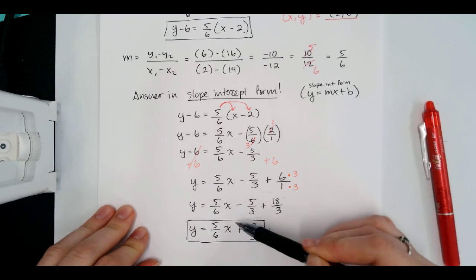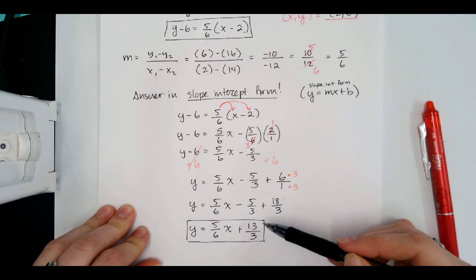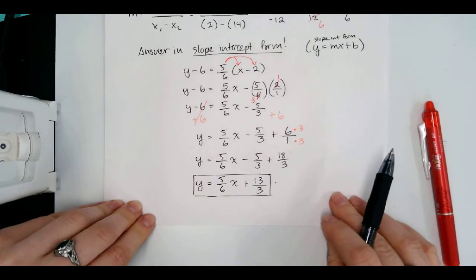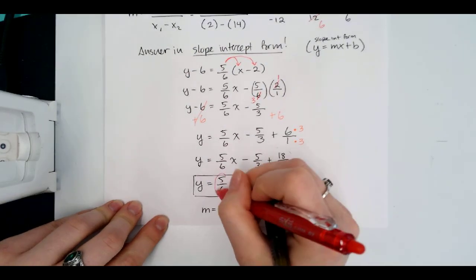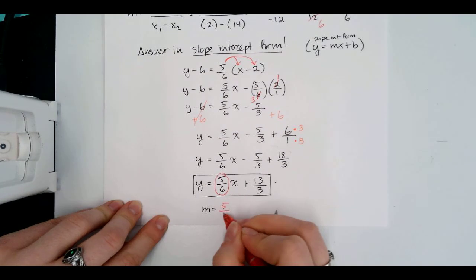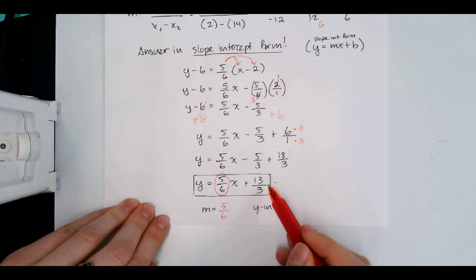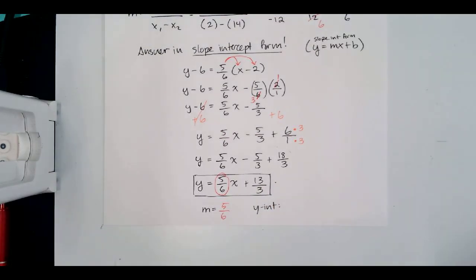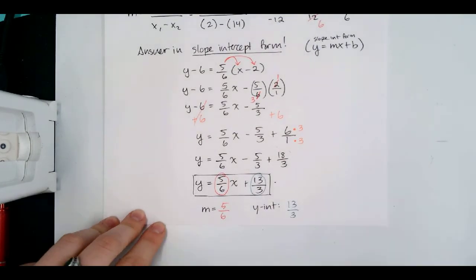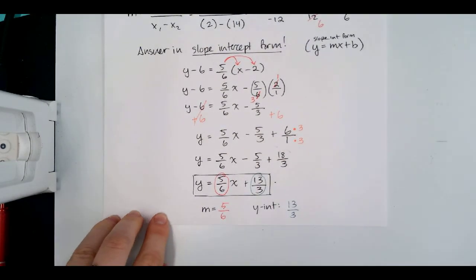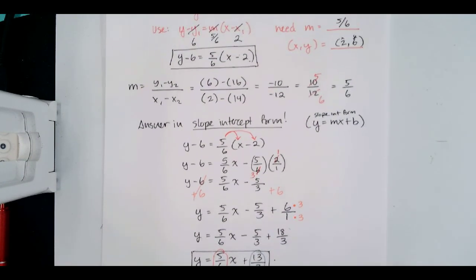But the nice thing about this equation is I can easily see what my slope is and I can see what my y-intercept is. So what's the slope? Slope is the number by x, which is 5 over 6. And my y-intercept, it's the number being added, which is going to be 13 over 3. So that's why this form is pretty nice, because we can just pull off the slope and the y-intercept. Alrighty, so that was it for this class activity.